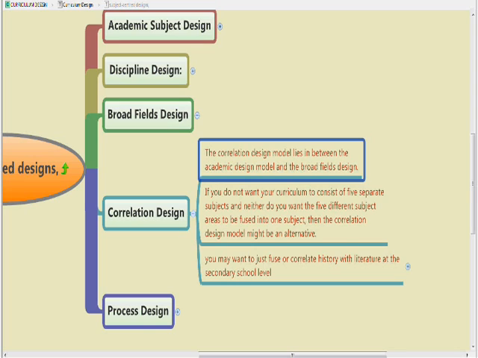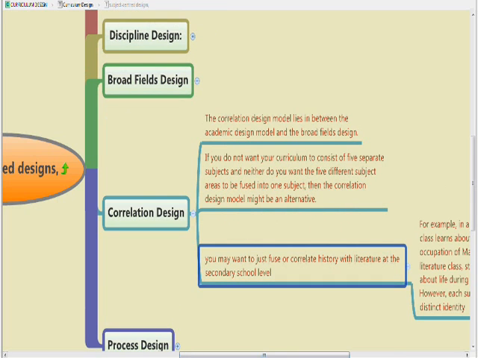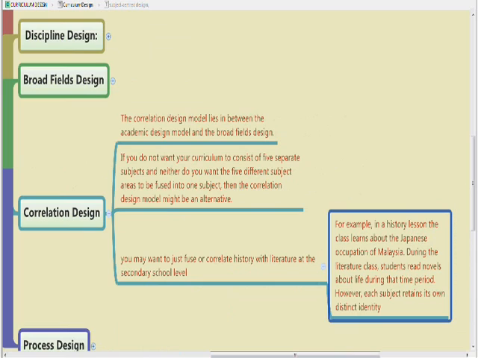If you do not want a curriculum to consist of 5 separate subjects, and neither do you want 5 different subject areas to be focused on a single subject, then correlation design model might be an alternative. You may want to fuse or correlate history with literature at the secondary school level. Okay, and what I mean by this is, for example, in a history lesson, the class learns about Japanese occupation in Malaysia. During the literature lesson, students read novels about life during that period. However, each subject retains its own distinct identity.